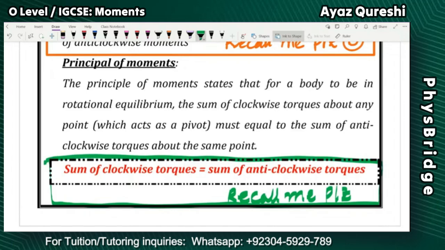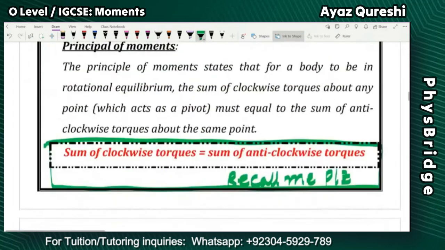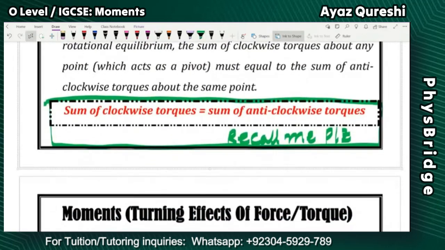Look, if you remove the "if", then what will you say? Sum of clockwise moments is equal to sum of anti-clockwise moments. That is the second condition of equilibrium, and the same thing is stated here, but this is used for calculations more frequently. Never forget this for calculations.